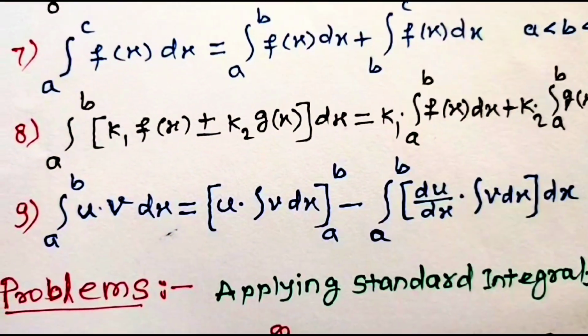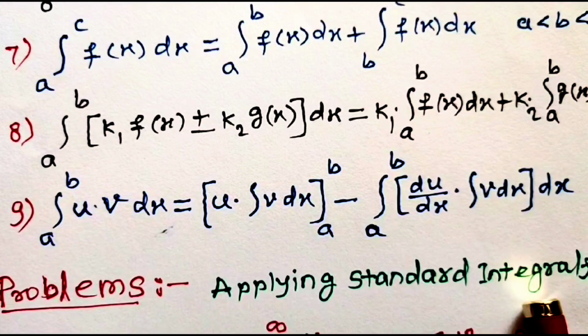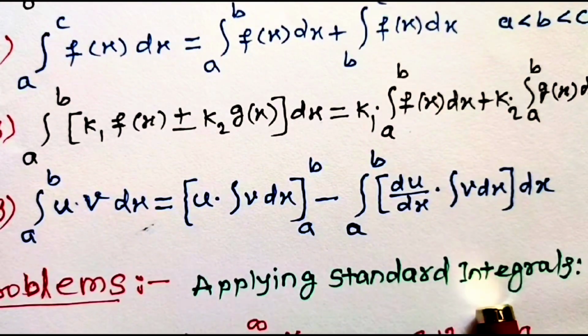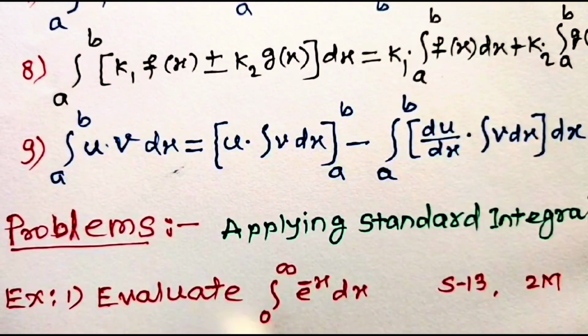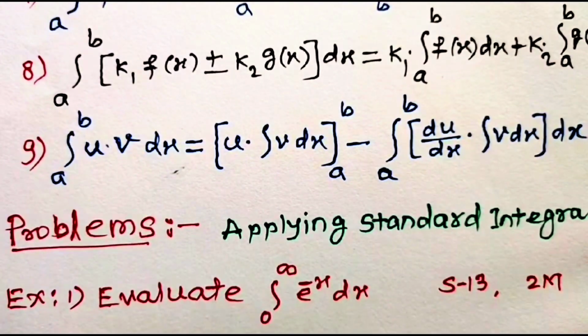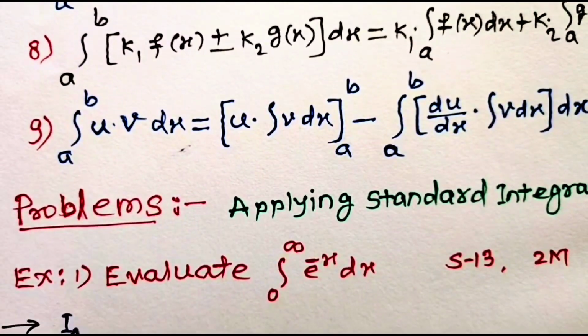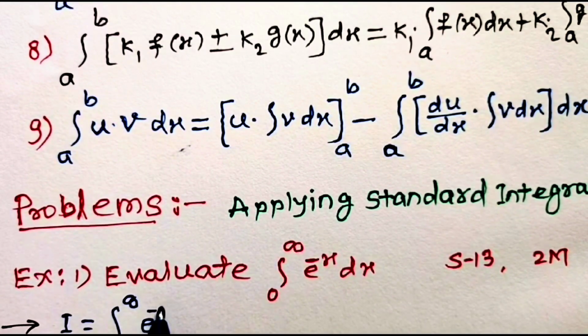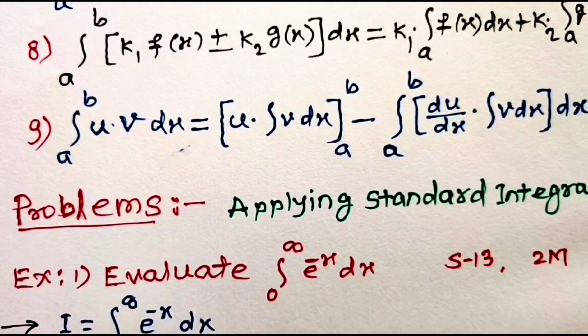Now problems applying standard integrals means applying standard formulae. First sum is evaluate integral from 0 to infinity of e to the power minus x dx. Okay, we have to evaluate this integral. This is a definite integral. So consider the given integral I is equal to integral from 0 to infinity of e to the power minus x with respect to x.